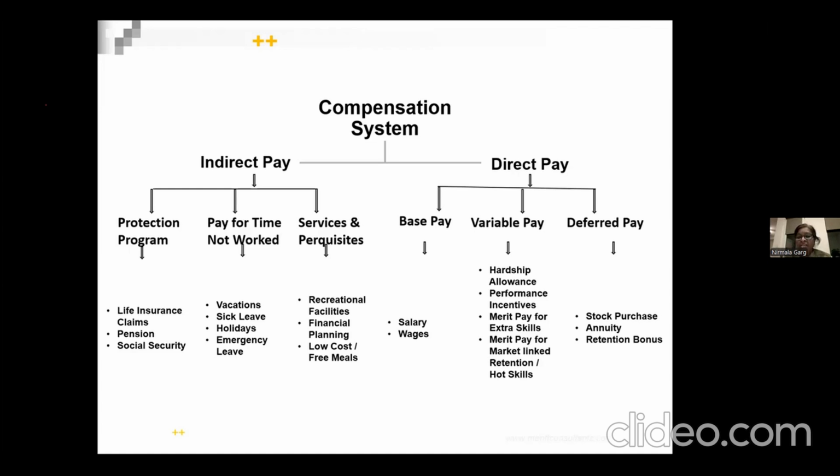All of you, I'm sure, have some kind of variable pay in your organization. Do you have, yes or no? Some kind of variable pay. Now, variable pays, we talked about, besides the performance, we will do a more detailed study about performance.